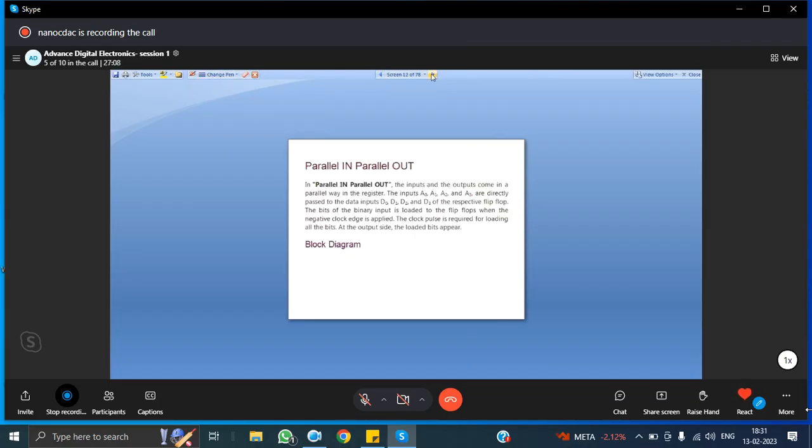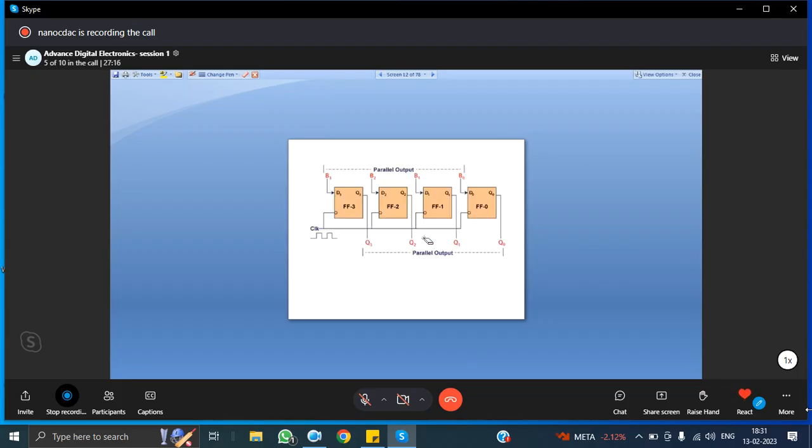And the next one is parallel in, parallel out. Here the data is taken parallelly, and the data output also will be parallel. So parallelly you are giving the data B3, B2, B1 and B0, and you are getting Q3, Q2, Q1, Q0 as the parallel outputs. So at a time you give the inputs, even 1 1 1 1, and you will get parallel outputs. The shifted parallel outputs are taken here, Q3, Q2, Q1, Q0.